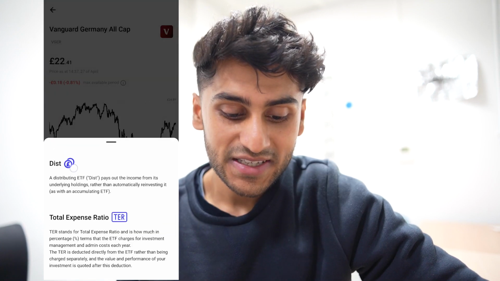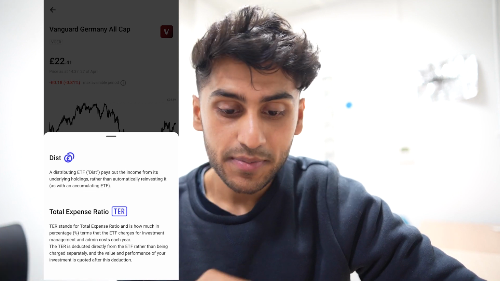So the most important things are put in here, and I wish that InvestEngine would put the dividend yield here too, but essentially this is a distributing fund, meaning that dividends are paid out in cash, and I believe the VGER, also known as the German DAX at other stockbrokers, does pay out quarterly.